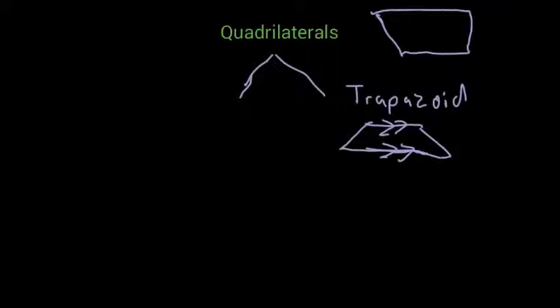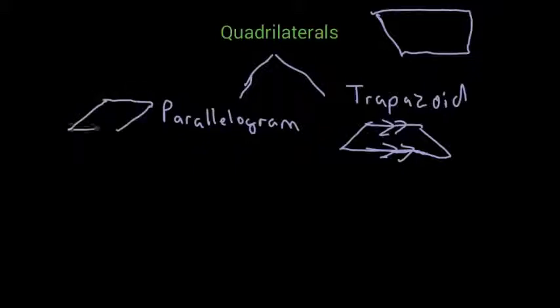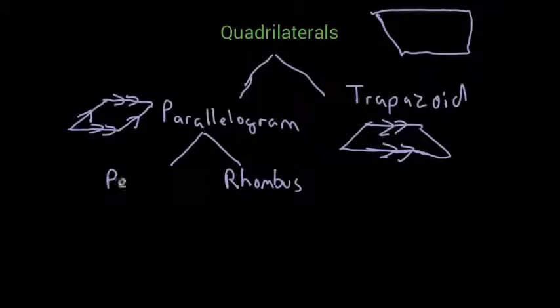The other branch is the parallelogram, and this is signified by two sets of parallel lines. So here you'll see the two sides are parallel and then the top and bottom are parallel. Off of a parallelogram you're going to have two more branches. One being a rhombus and the other being a rectangle.